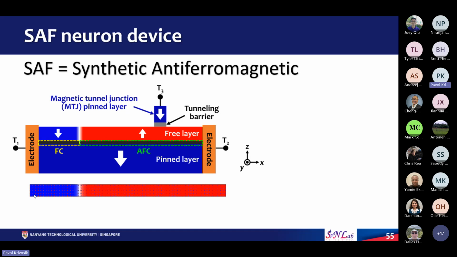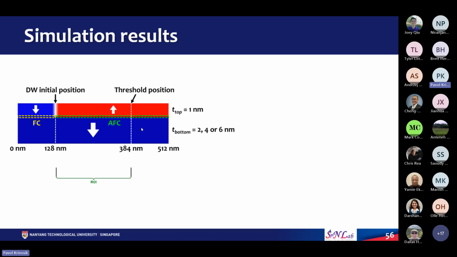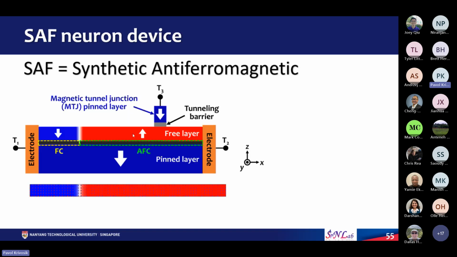Let's say you send a current through the top layer, which is the neuron. The blue domain will expand. When the blue domain comes here, there will be a change in the resistance. That's what we call the fire mechanism. Once the pulses stop coming, the blue domain will go back and red will expand, because energetically having these two layers in the antiparallel configuration is favored. As a result, the blue domain will go back. So that is the concept of the synthetic antiferromagnetic neuron.